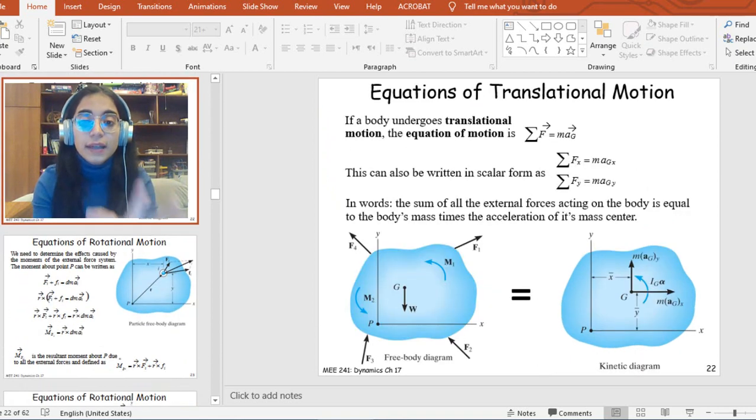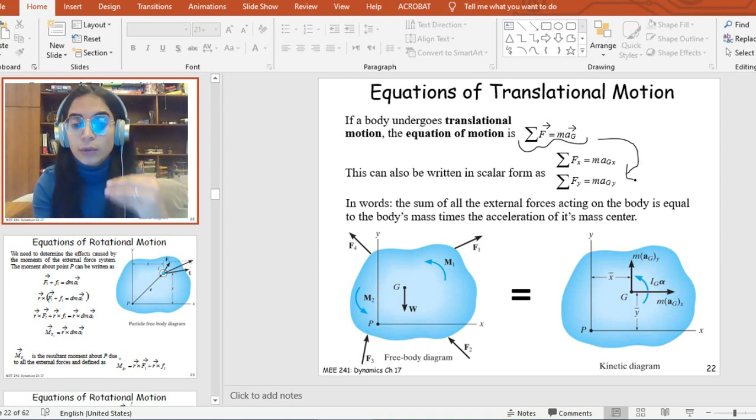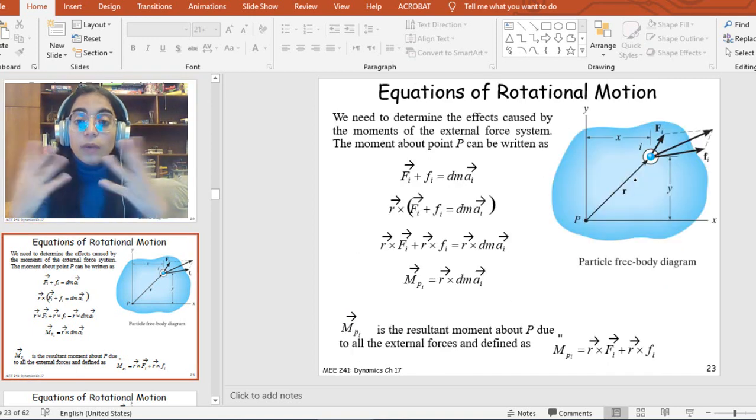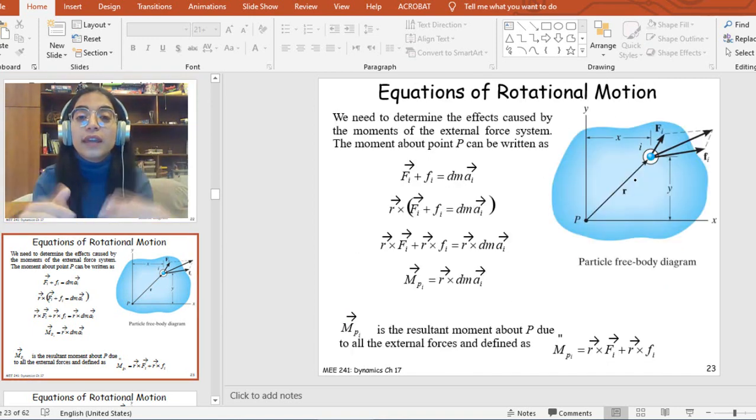Now, of course, guys, I know that if I have a center of mass G, then the sum of forces in vector form will be equal to m a_G. And if I take this equation and derive the scalar equations in X and Y, then the sum of forces in X will be equal to m a_Gx, and the sum of forces in Y will be equal to m a_Gy. Now, what if I want to find out the equations of rotational motion?